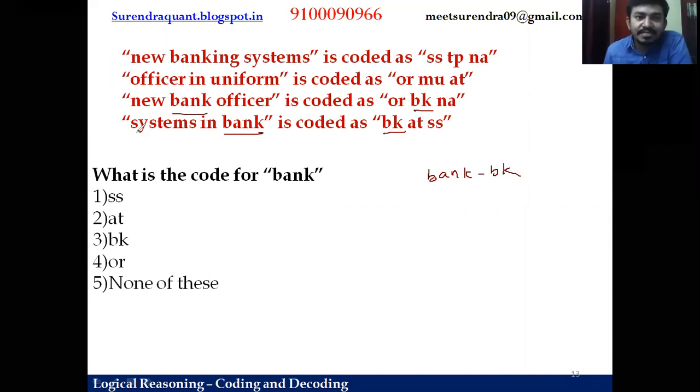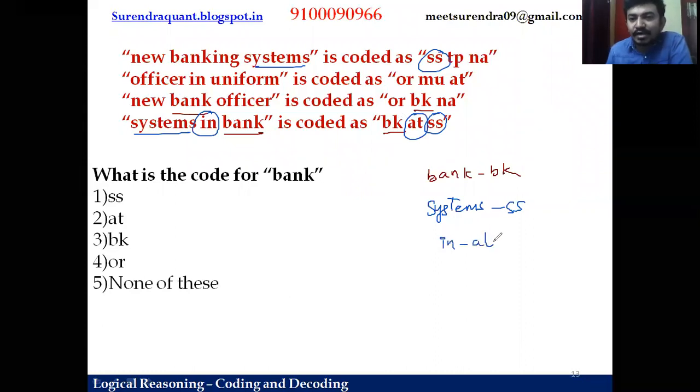Now systems is present in the first statement and third statement, and systems is SS. Now "in" is the only word left. At is the only word left. So we can say in as at.